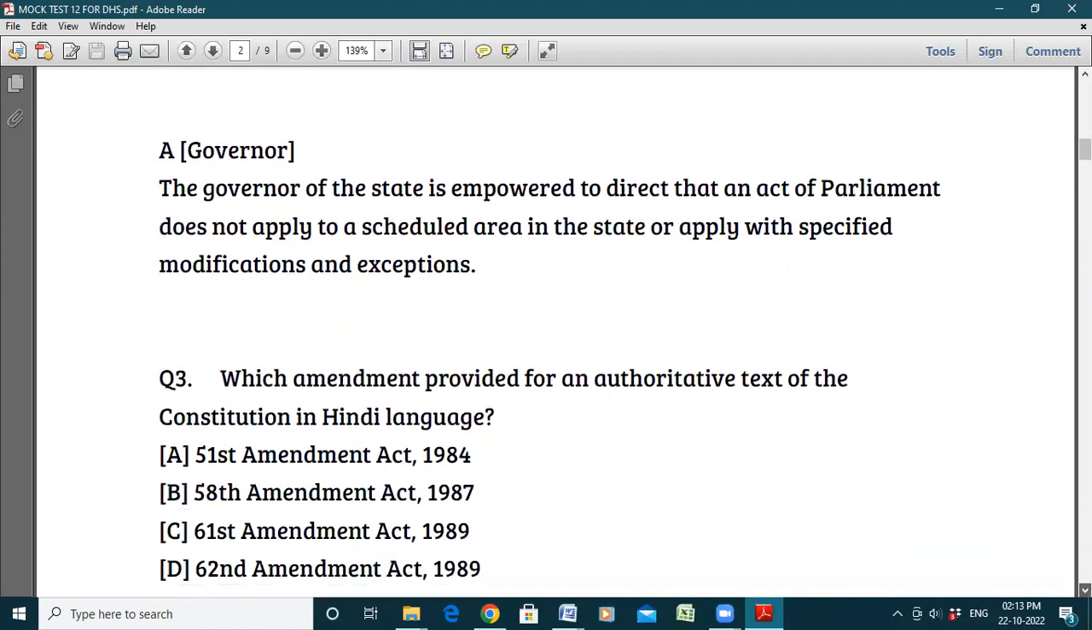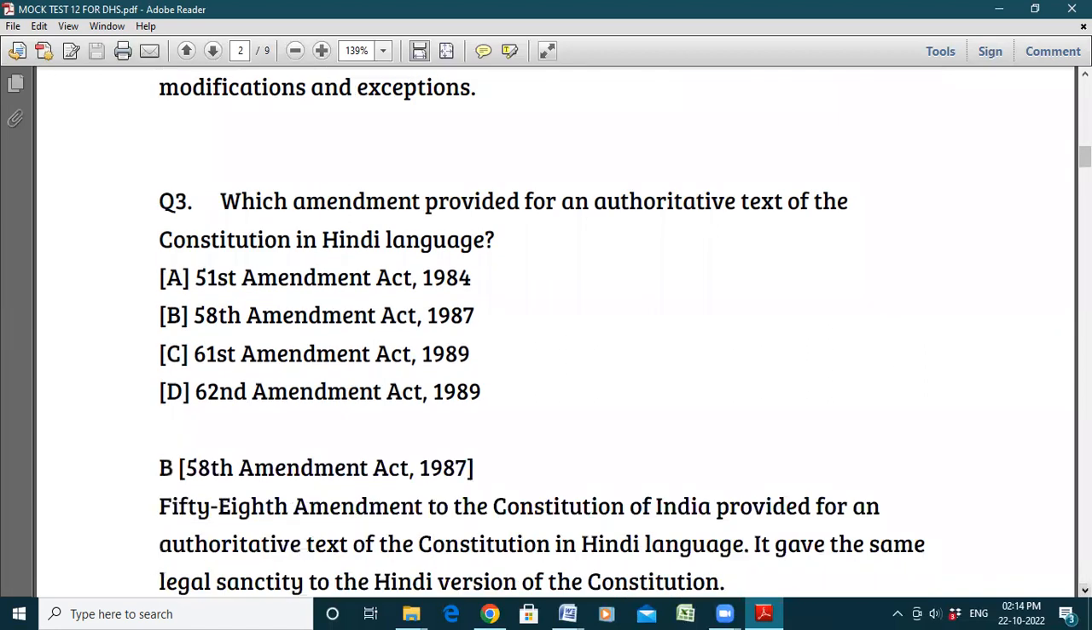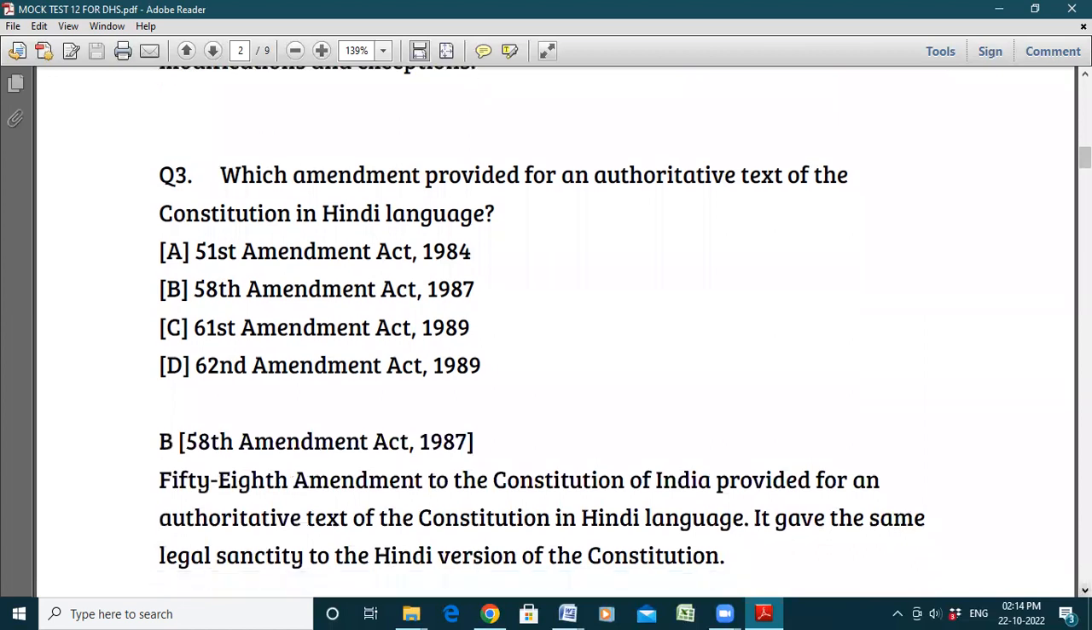Then next question, which amendment provided for an authoritative text of the constitution in Hindi language? Hindi language, on that an amendment was made for an authoritative text. So that amendment was the 58th amendment, 1987. So option B is the correct answer.